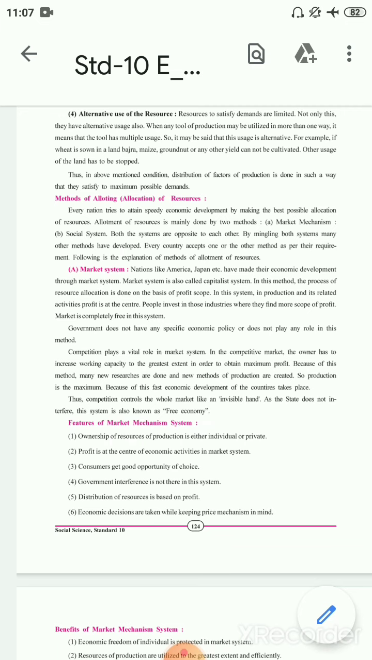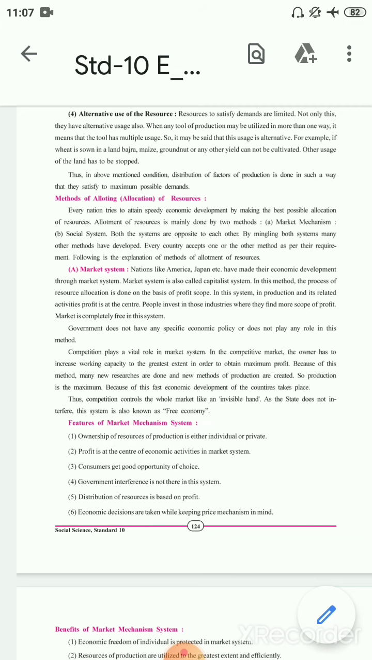Because of this method only, many new researches have been done and also new methods of production have been created. So in this method, production is the maximum, and so only the nations are able to make their economic development in a speedy or a faster manner. So competition is controlling the whole market like an invisible hand. It is not seen anywhere. And because the state does not interfere in the system, it is also known as free economy.